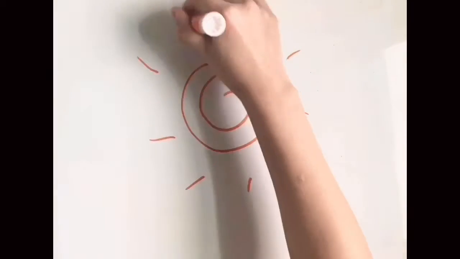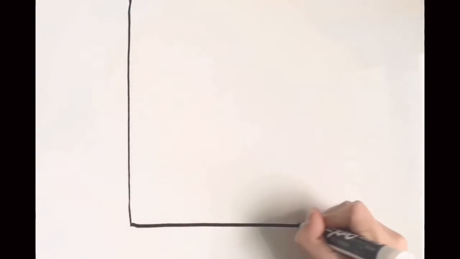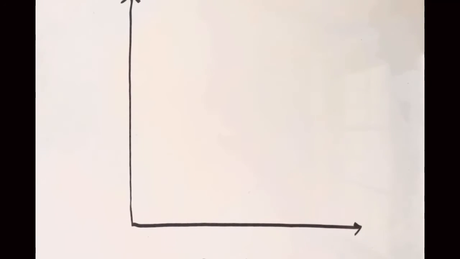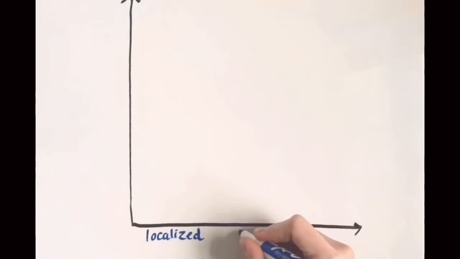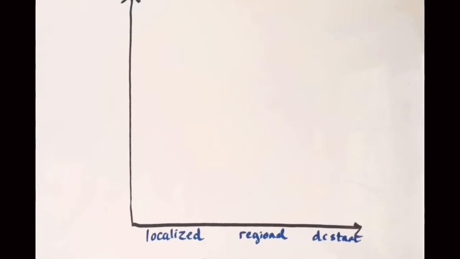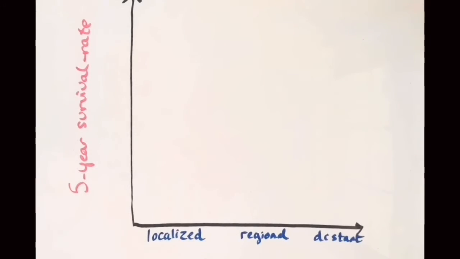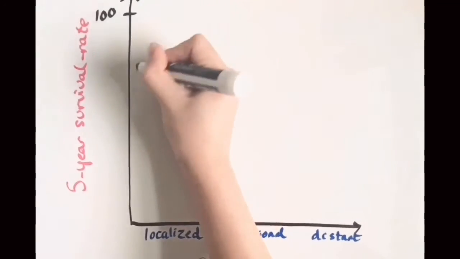As we age, our years of sun exposure increase, and therefore the risk of melanoma increases. There are different stages of melanoma. These include localized, regional, and distant melanoma. With each progressive stage of melanoma, the 5-year relative survival rate decreases.